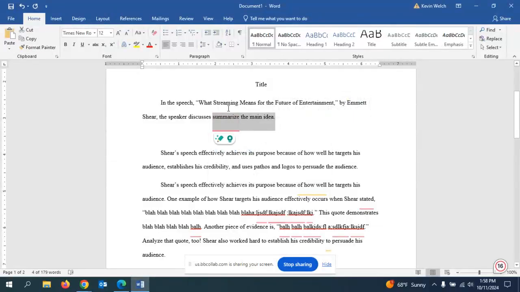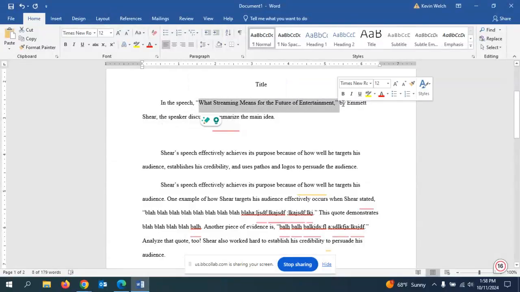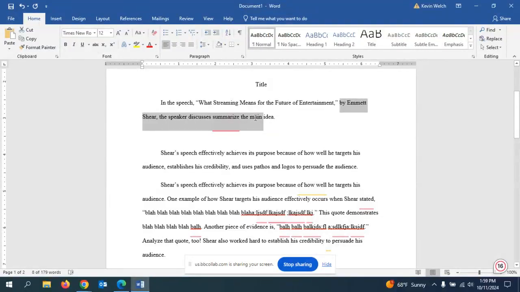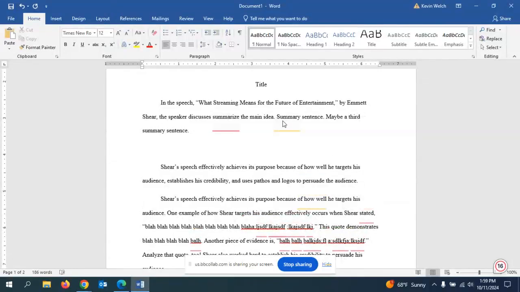So I'm not going to give you all the information in advance. But notice what I've done. I've led it in. I've announced that I am reviewing a speech, basically. I'm giving you the title of that speech and the author's name, and I'm going to summarize the main idea of the speech, what the speech was about. Now, I might do another summary sentence and maybe a third summary sentence if I really need to.